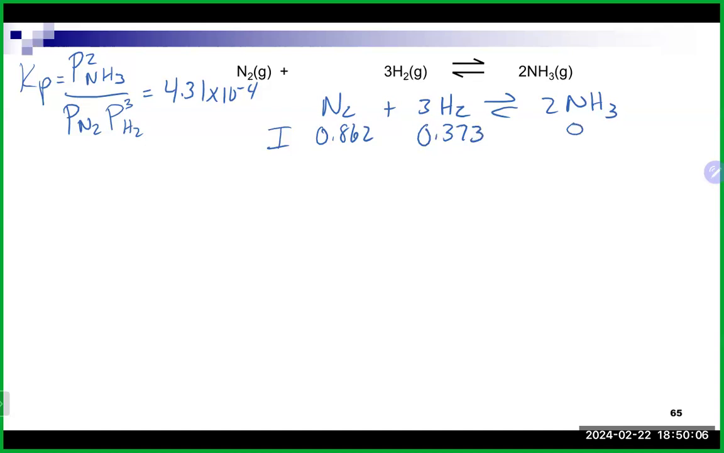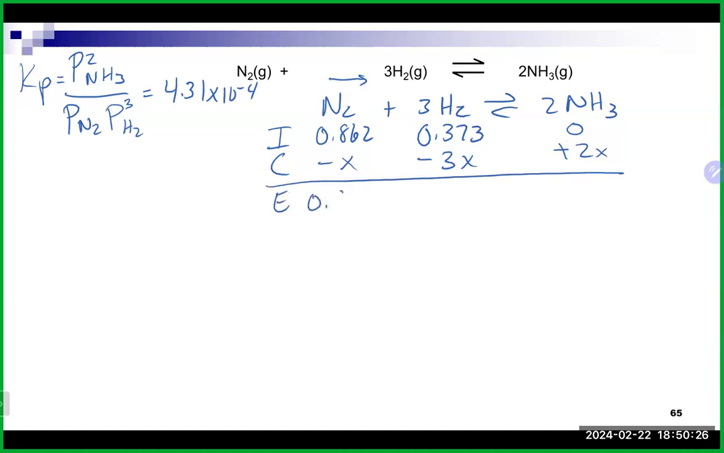Once again, because we were not given anything in terms of our product, we could also assume that this reaction is obviously going to head towards the product side. Rest of it works the same. It's going to be minus x, minus 3x, plus 2x in this case. This means that when we pull everybody down here, 0.862 minus x, 0.373 minus 3x, and a 2x that is happening at this point.